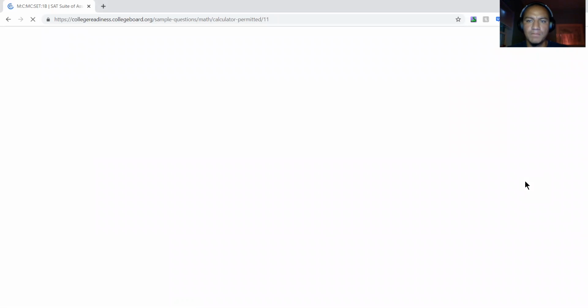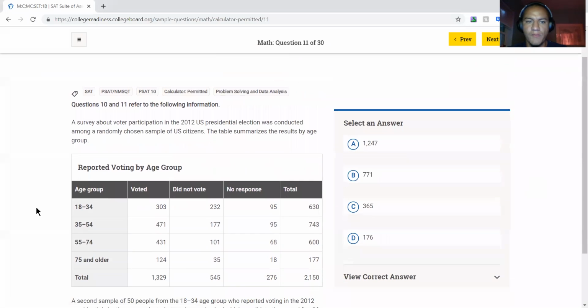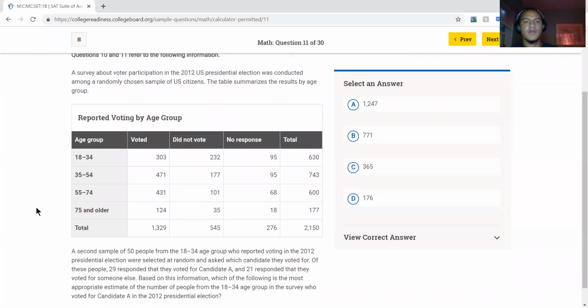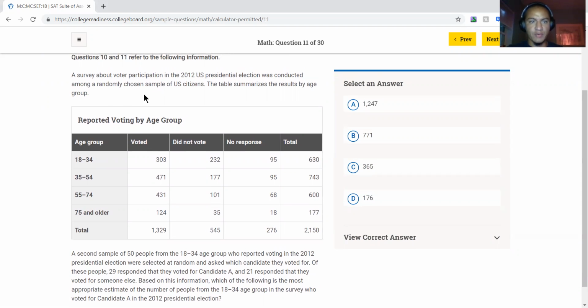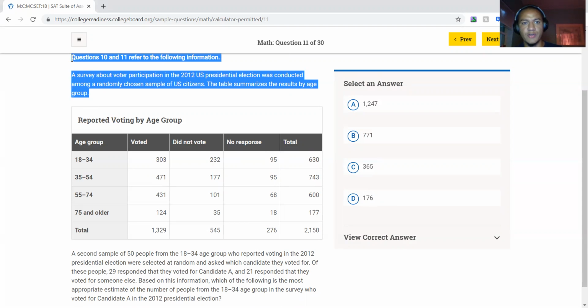It's loading. Okay, now it says this is the same thing, but you can read to make sure. Because questions 10 and 11 refer to the following information. You can save actually 15 seconds, unless you're a speed reader, in which case it's probably 3 seconds. You could save time just by knowing that questions 10 and 11 refer to the following information.